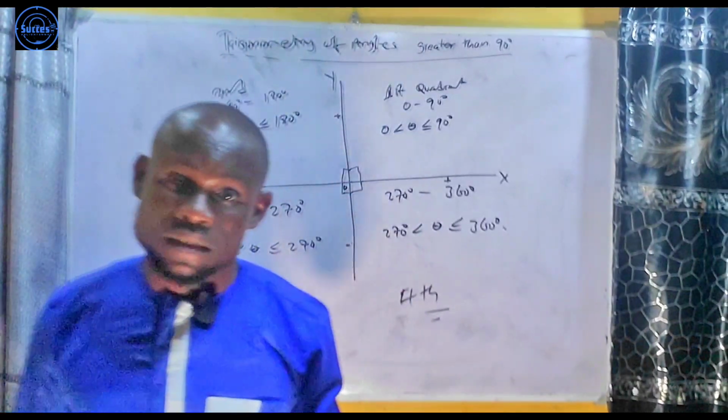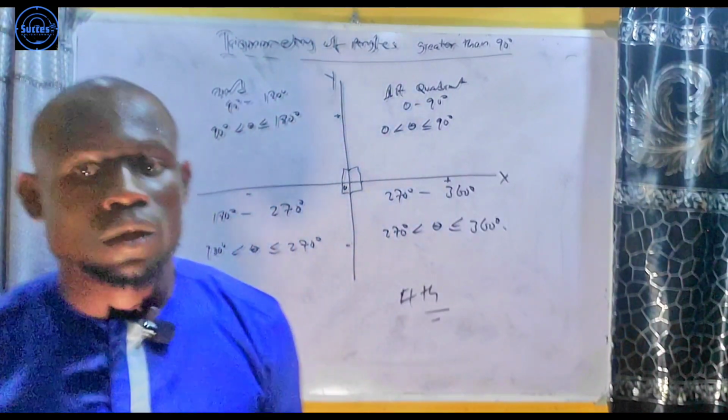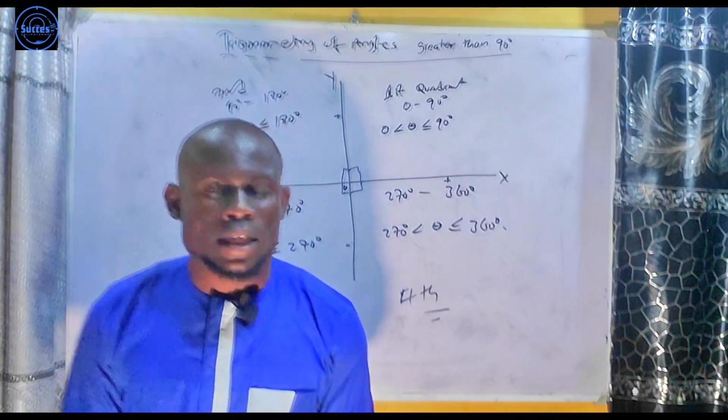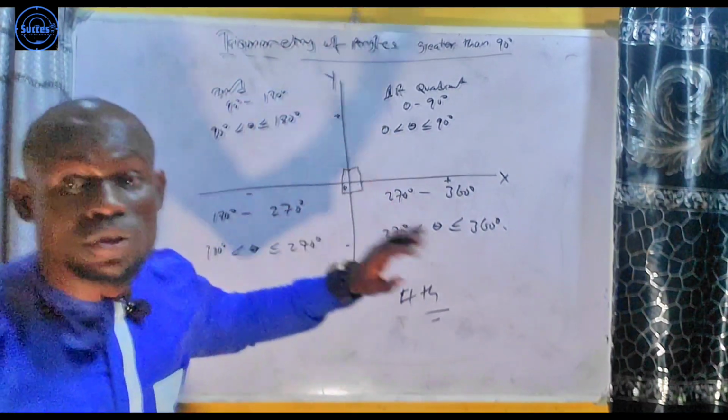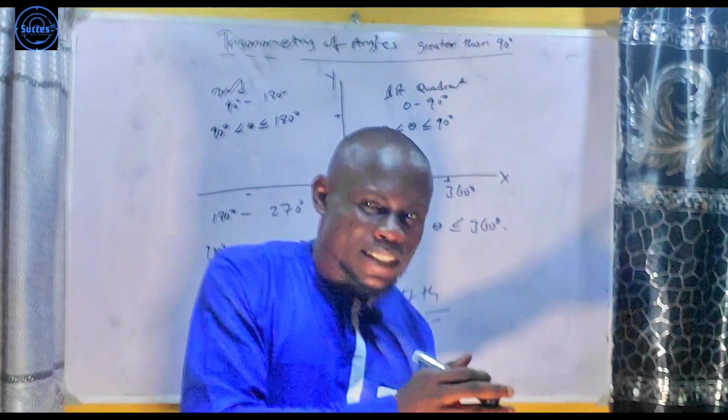We have values for our sine, our tan, and our cosine. Now I will take each of the quadrants one after the other. Anything I do in the first quadrant is how you estimate the trigonometry of angles that are less than 90 degrees.